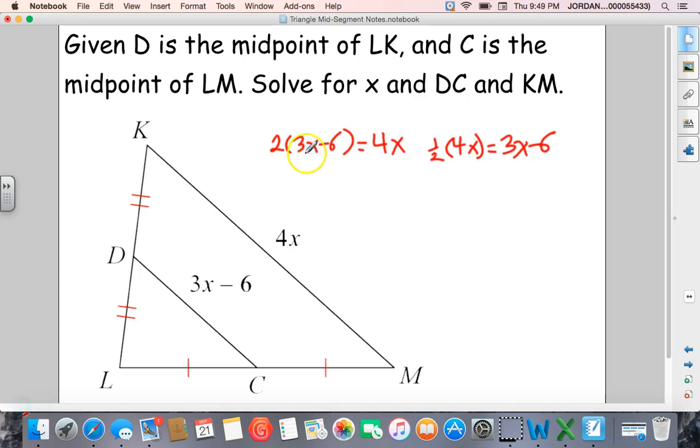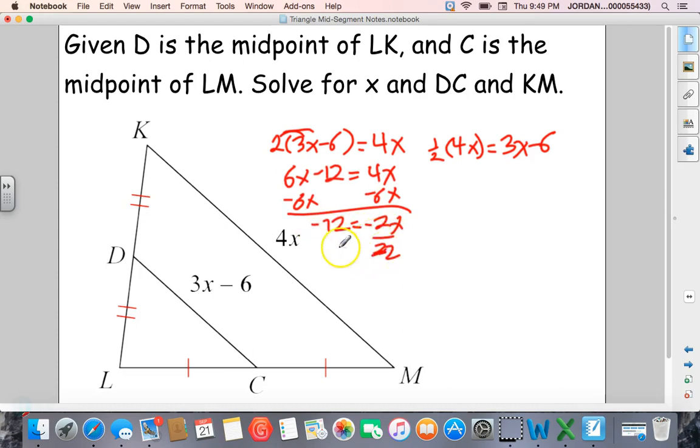So let's just do this real quick. Do our distributive property. 2 times 3x is 6x. 2 times 6 is 12. And then we're going to subtract 6x from both sides. Negative 12 equals 4x minus 6x, negative 2x. Then we divide by negative 2. So x equals 6. Alright. So we get that x is 6.